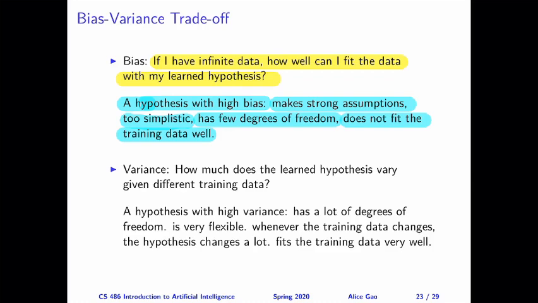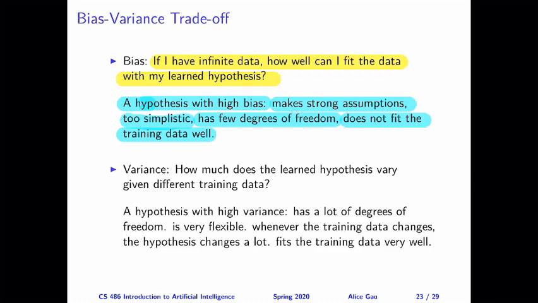Now here's the problem with a hypothesis with high bias. If we can't even capture the training data very well using our hypothesis, then how can we possibly hope to predict unseen data well using our hypothesis? Because we're assuming that the training data and the unseen data have some relationship with each other. So you can see that if a hypothesis has high bias, the hypothesis itself is limiting our ability to fit the data well.